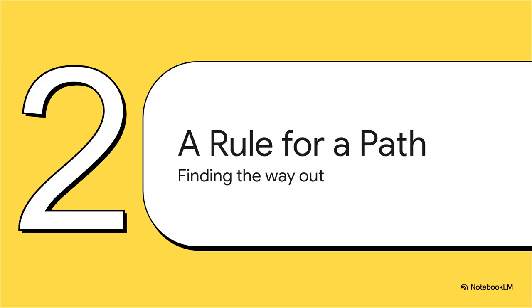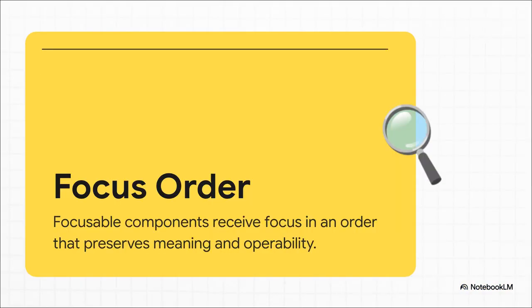The good news is there is a way out of this maze. There's a rule, a core principle, designed specifically to stop this kind of chaos and make sure there's a clear, logical path for every single user. And that rule is called focus order. It sounds technical, but it's actually a really simple and powerful idea. The order you tab through things on a page has to make sense. It needs to preserve the meaning and the flow of the content. Simply put, the path has to be logical.